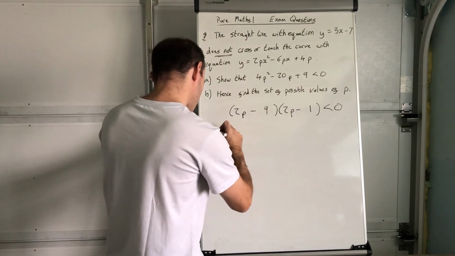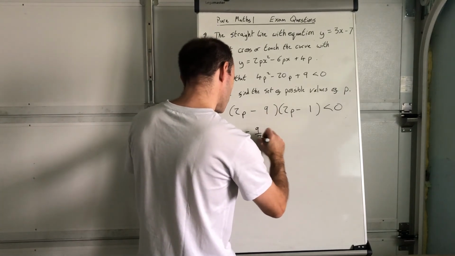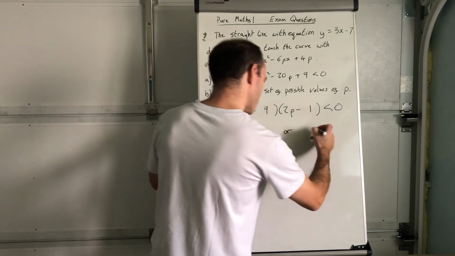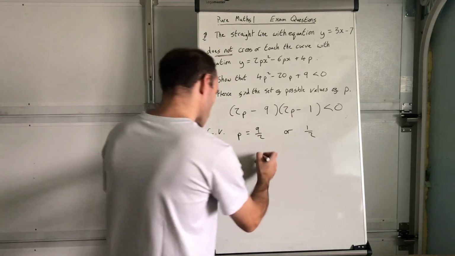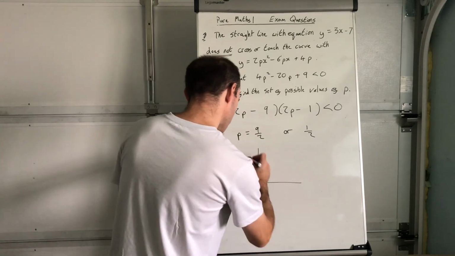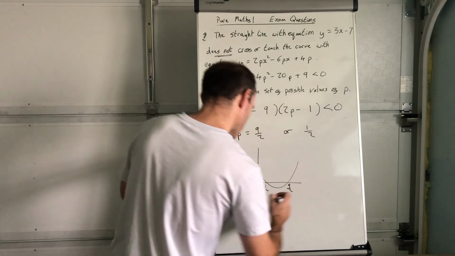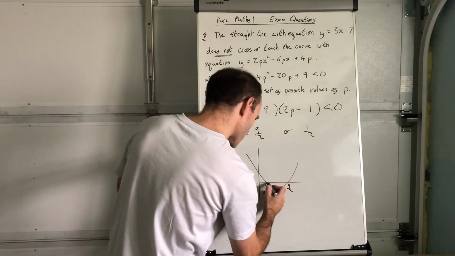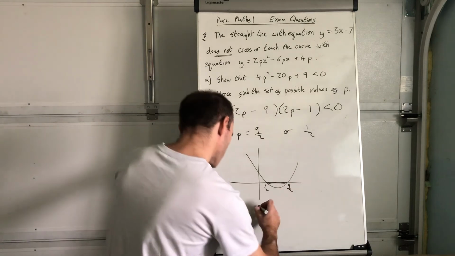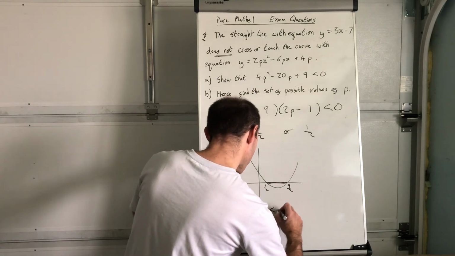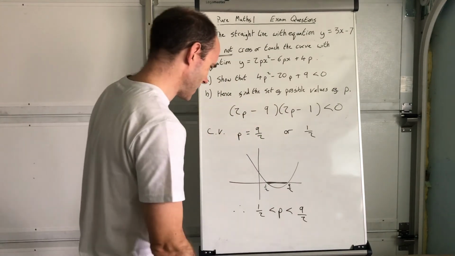So critical values then is going to be p is equal to 9 over 2, that's 4.5, or 1/2, which is 0.5, okay. And it's less than 0, so quick sketch of the graph, here we go. So that will be a half, that will be 9 over 2, 4.5. You want less than 0, so that's between here and here, isn't it? So where the graph is less than 0. So that means you've got your smallest value, a half, is less than p, is less than your largest value, 9 over 2. Half less than p, less than 9 over 2.